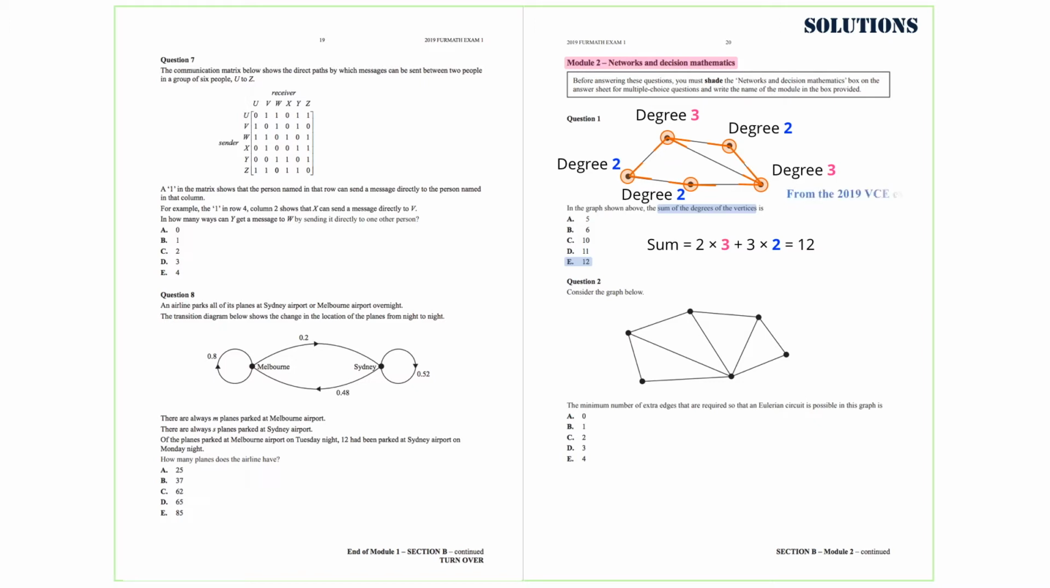From the 2019 VCE examination report, 85% of the students chose the correct option.